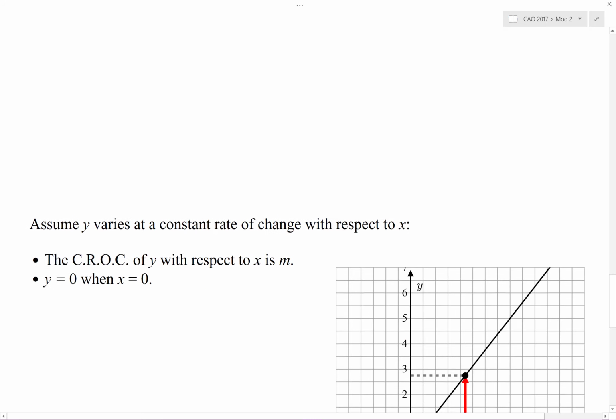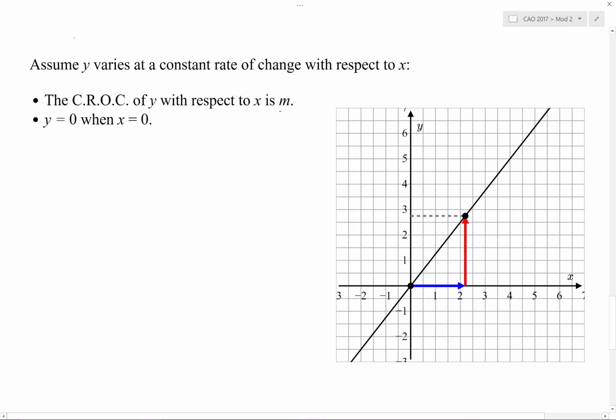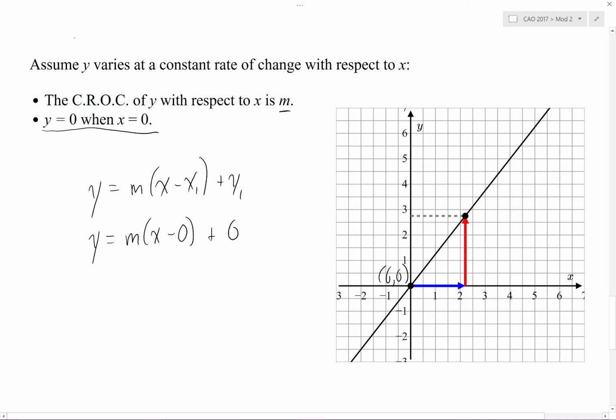Now let's look at one more scenario. Let's assume y varies at a constant rate of m with respect to x, and now we'll assume that y is equal to 0 when x is equal to 0, which tells us we can use the reference point 0, 0. And again, the general linear function formula tells us that y is equal to m times x minus x1 plus y1. And our reference value for x is 0, and our reference value for y is 0. So our formula simplifies to y is equal to m times x.